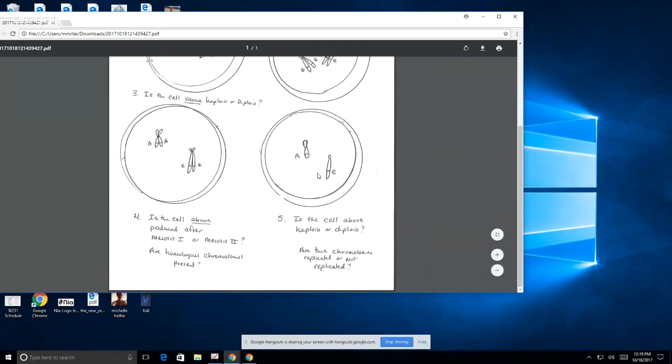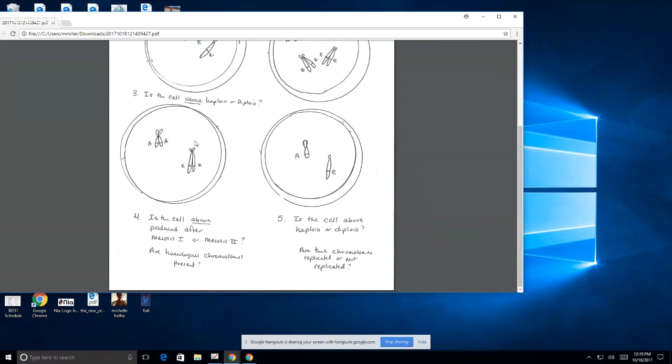Okay. But are these chromosomes replicated or unreplicated? They are replicated, right? And would this be at the end of the first division or at the end of the second cell division in meiosis? The first division, excellent. Because in the second division, we get gametes, and that is what is shown here, right? So is this cell haploid or diploid? Haploid, excellent, right? There are no pairs of chromosomes.